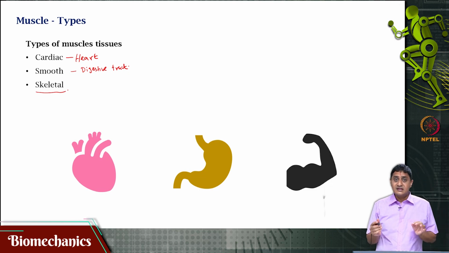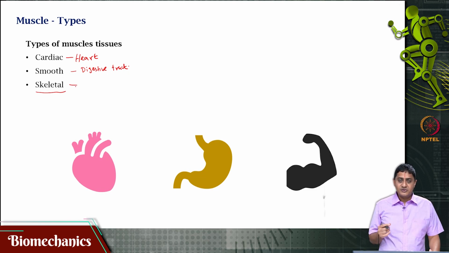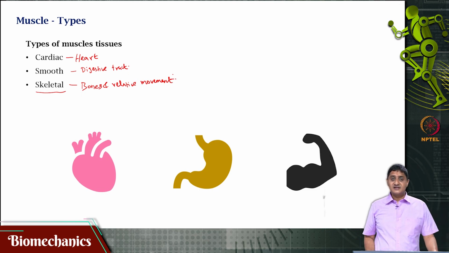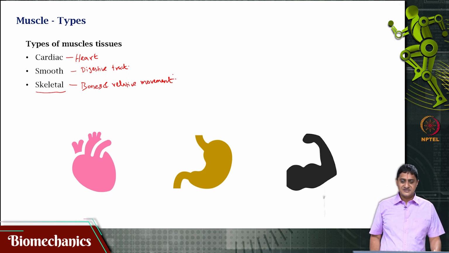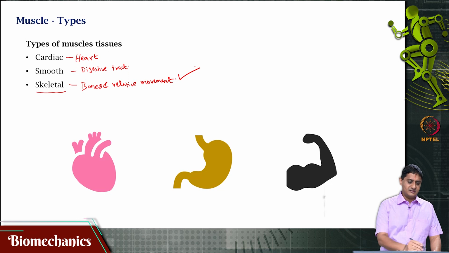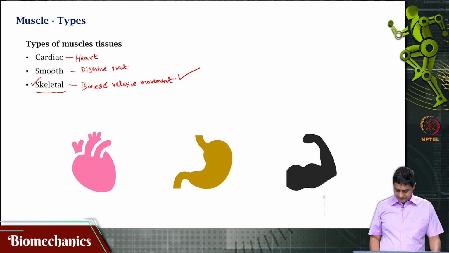Skeletal muscles means those muscles that attach on two ends to two different bones, and when they contract, they produce a relative movement between these two bones. Those that are attached to bones, hence the name skeletal muscles. So, we restrict our attention to this type, the skeletal muscles, in this course.